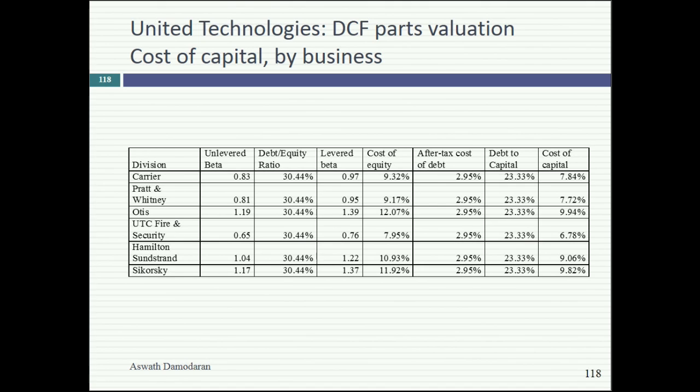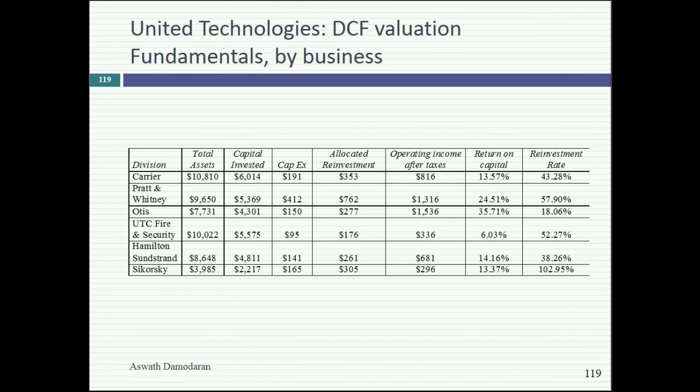So what you see here are bottom-up estimates of betas, debt ratios, and cost of capital. So I get a cost of capital for each of the 6 businesses, and they're very different, right? To get the cash flows, here's what I had to do. I had to estimate what they were reinvesting in each business. And here, because they gave me CapEx and depreciation by business, I was actually able to estimate a return on capital and a reinvestment rate for each of the 6 businesses.